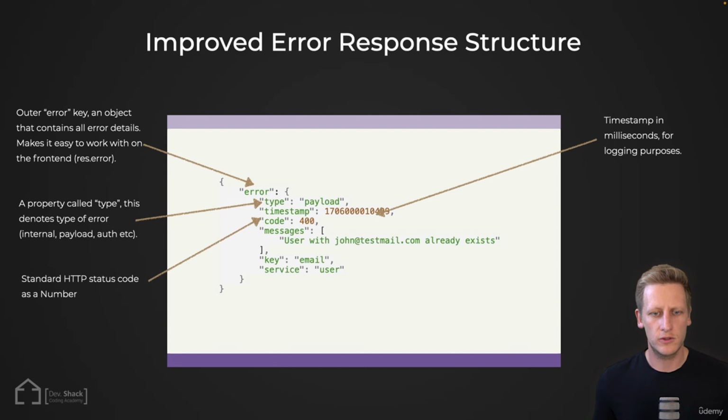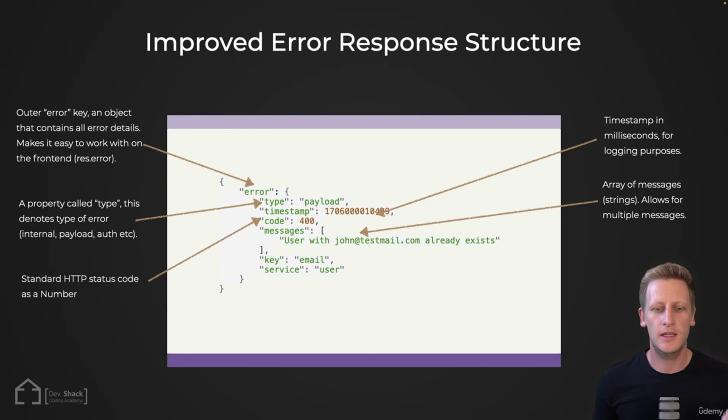We'll introduce a key for the actual code, which will be a number. An important change I want to make here is, at the moment we're just returning a message with the error. I want to improve this slightly, and for the messages key, I want the value to be an array of strings so that we can have multiple errors if they do come through. And with that being an array, it'll make it super easy to work with on the front end.